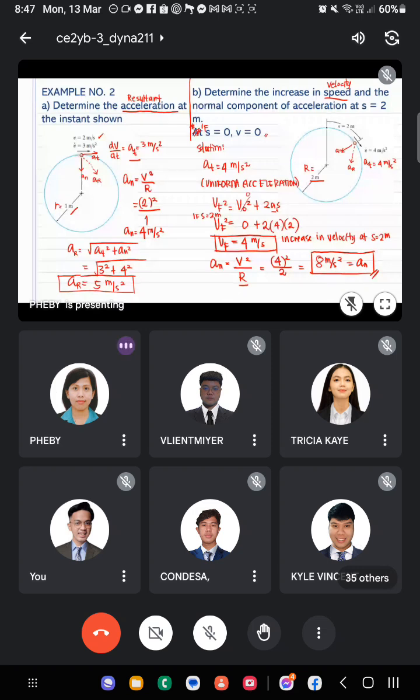Sige, tingnan muna kung may tanong para makapag-move pa tayo ng iba pang problem. Actually, medyo mahaba itong curvilinear motion. Kulang. Kulang si 2 hours.